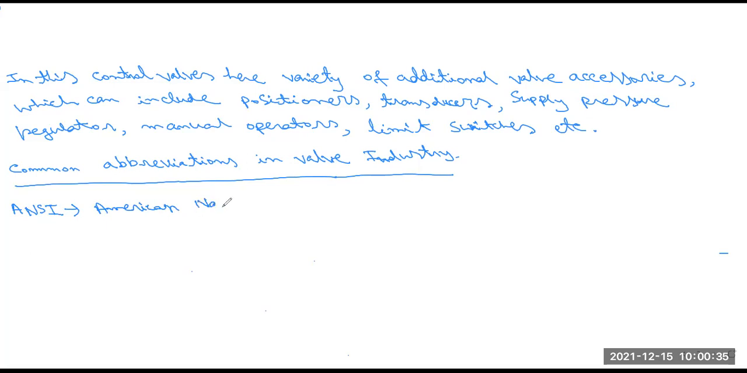American National Standards Institute. When you go for an industry visit, you have to follow the process control instruments. This name is very important, and you have to look for it on the outer label of these different types of organizations. So this is ANSI, that means the American National Standards Institute.